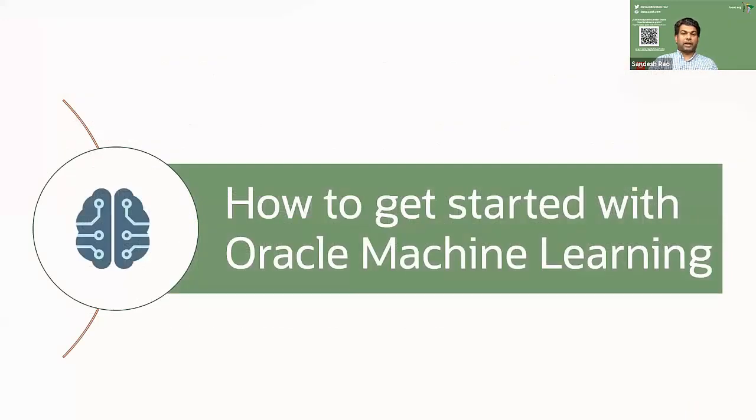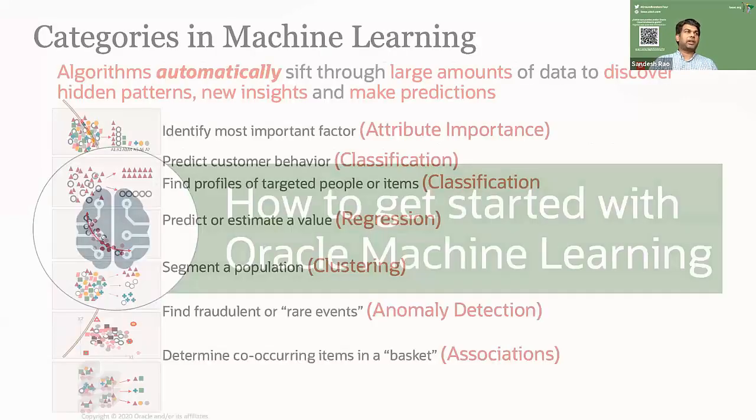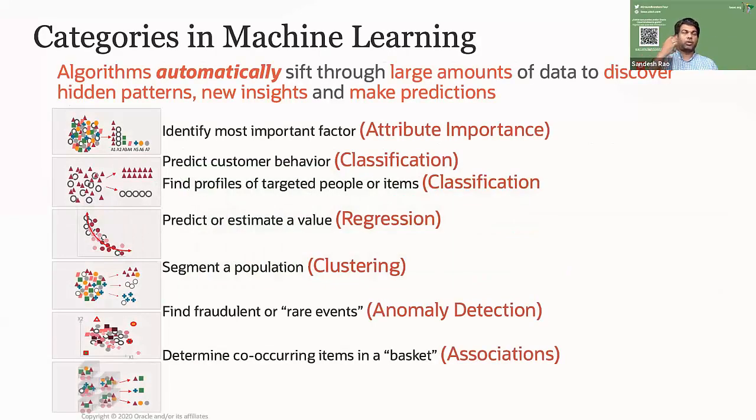The second topic: how do you get started with Oracle Machine Learning? This is one of my favorite topics because it's the area where I spend most of my time, and a lot of people ask me how to get started with it. There are different methods you can use in Oracle Machine Learning to analyze all your data: attribute importance, classification, regression, clustering, and anomaly detection.